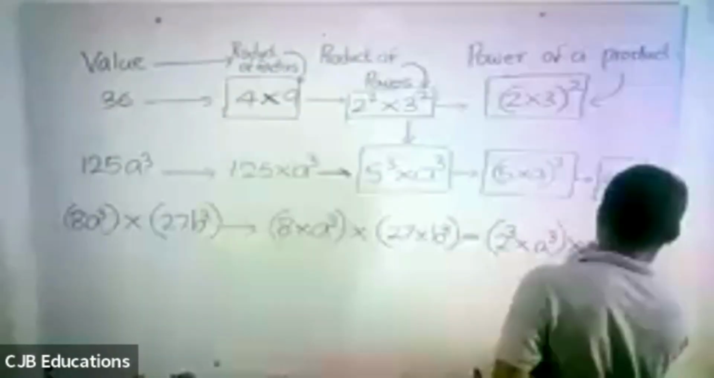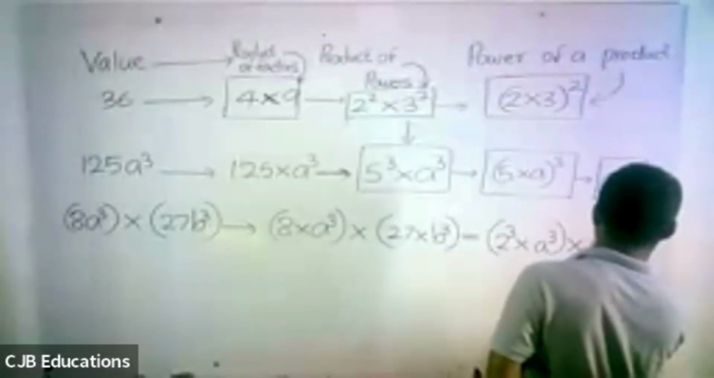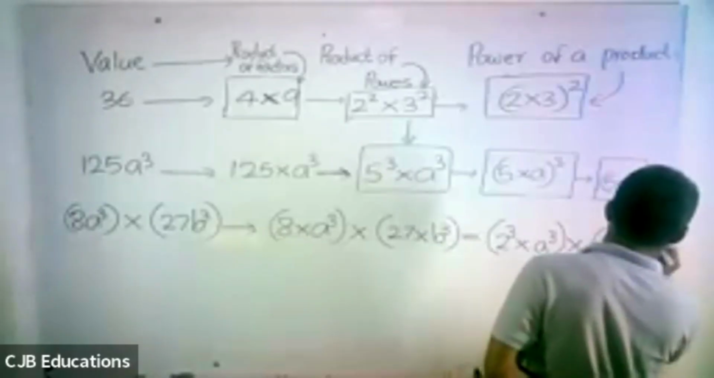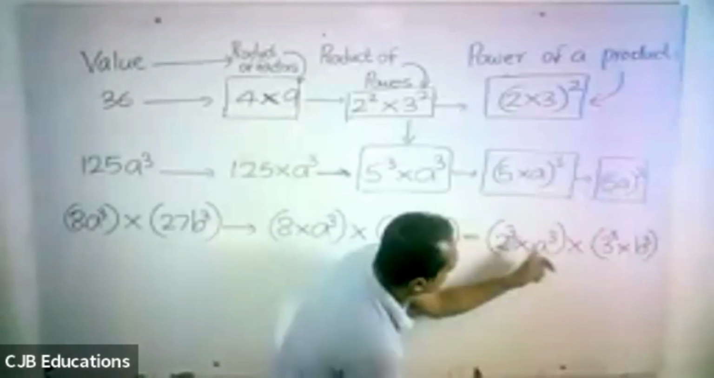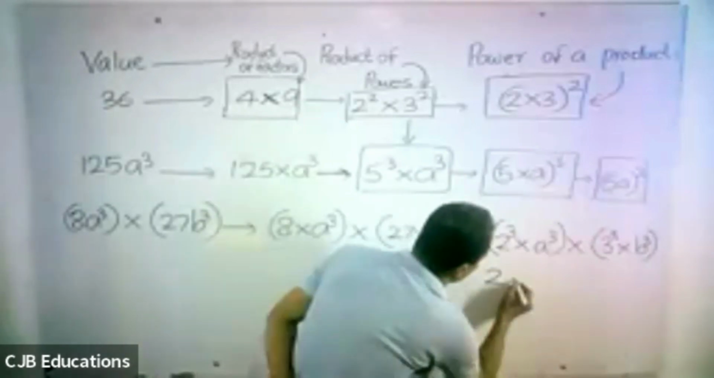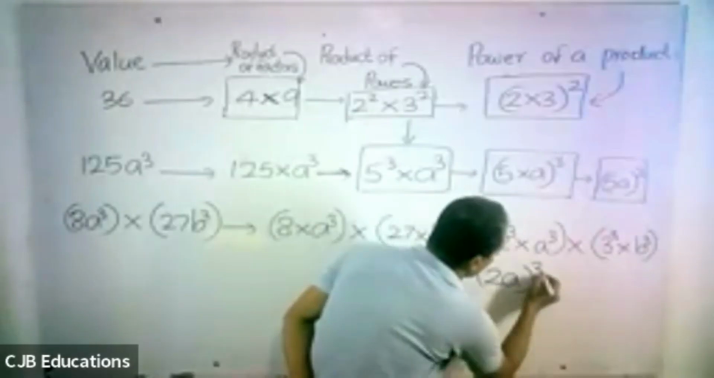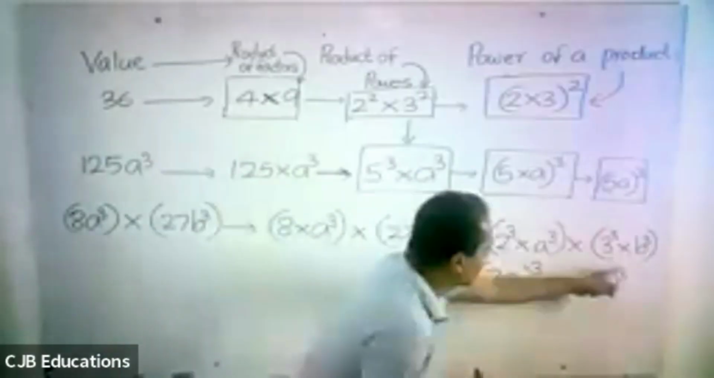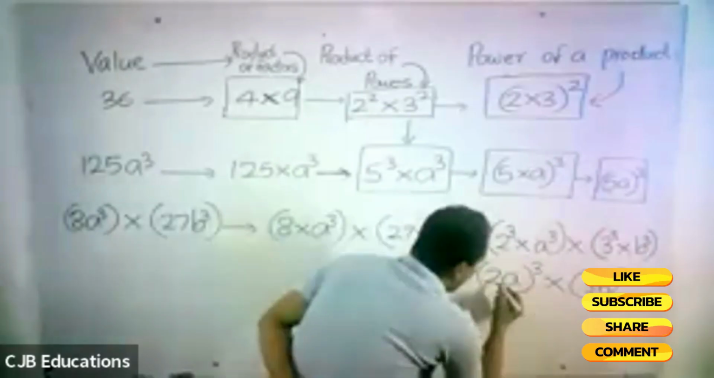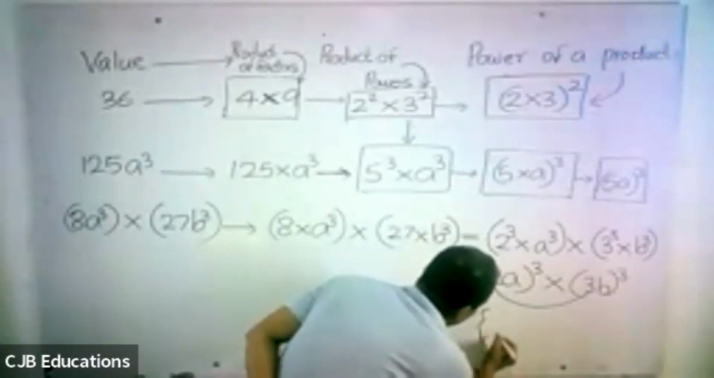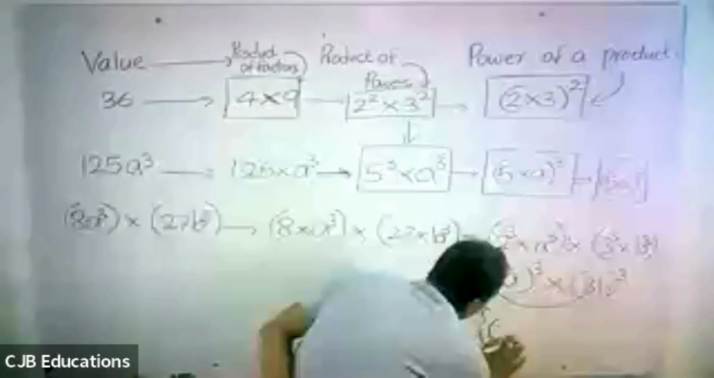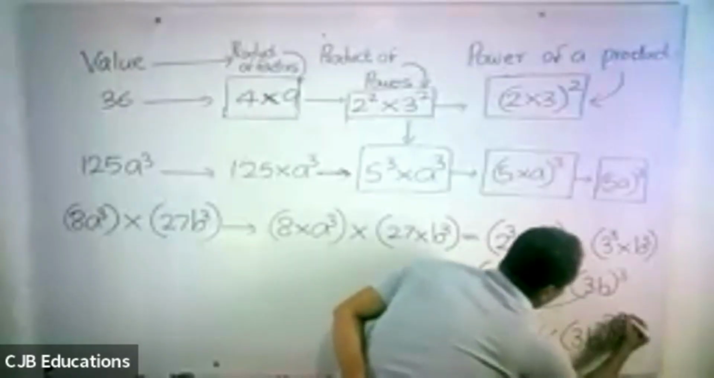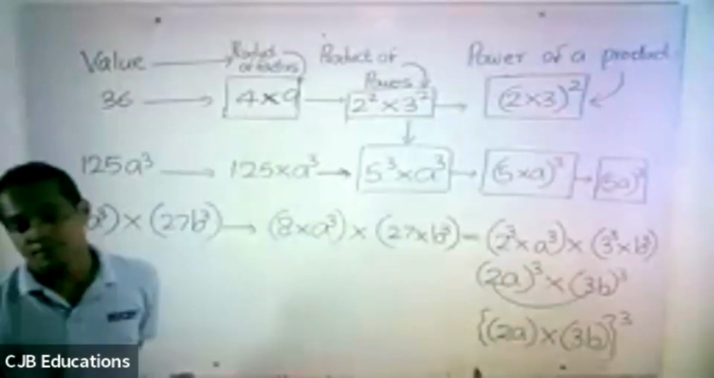And 27 as 3 to the power 3, into b to the power 3. Right, you can see that both have the power 3 in common. Then (2a) all to the power 3 into (3b) all to the power 3. Now we can take this common power 3 for the outside and take this product inside. Is it clear? How did I get them?